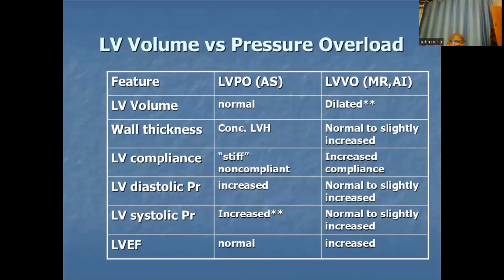So left ventricular systolic pressure is increased in left ventricular pressure output, and left ventricular output is normal to slightly increased. So in this patient again, left ventricular ejection pressure is normal in patients who have left ventricular pressure output, and also it is increased in left ventricular pressure output.